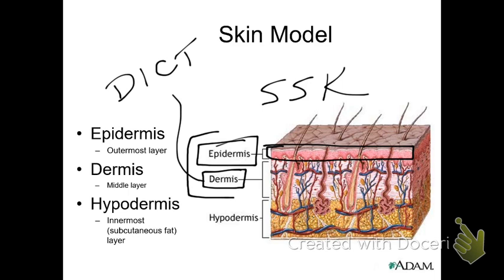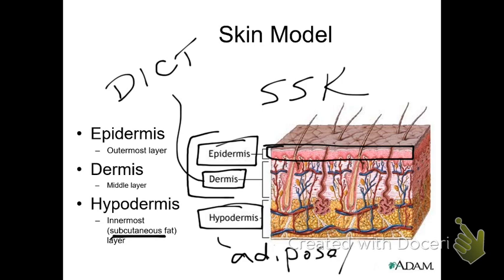And then below your skin is a layer called the hypodermis. It's also called the subcutaneous layer. And that is primarily adipose, right? So this is primarily adipose. And that loose areolar connective tissue. So there's a good example.